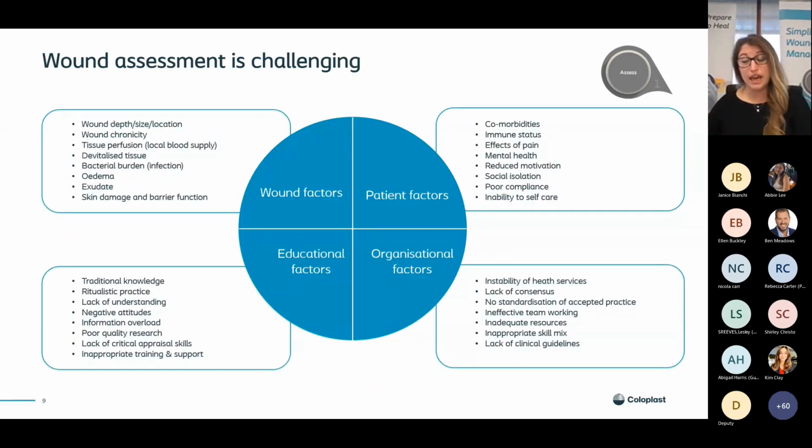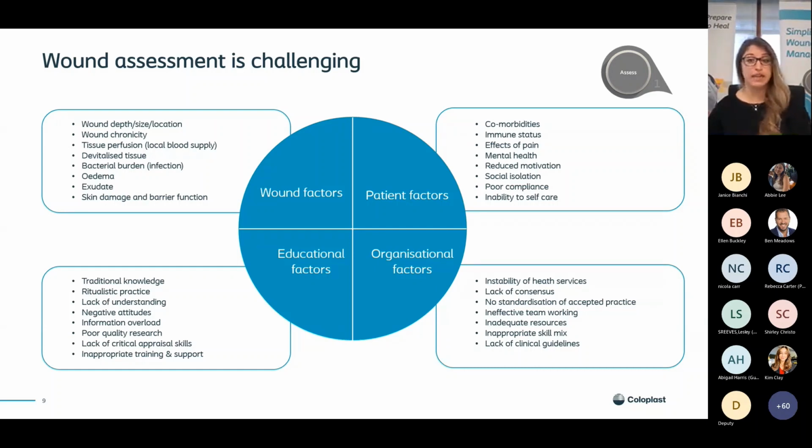So wound assessment can be challenging. There's an awful lot that you have to think about. So when you're doing your holistic assessment, you need to think about your patient as a whole and not just the wound, the whole in that patient. So you need to look at your patient factors. What's their past medical history and their comorbidities, and are they being well managed? Have they got any immune deficiencies, or is there any medication that they are taking that can cause immune deficiencies? Does that patient suffer with pain, and is that pain causing problems for them elsewhere in their life?